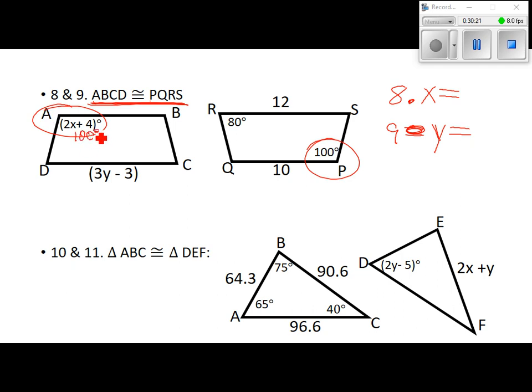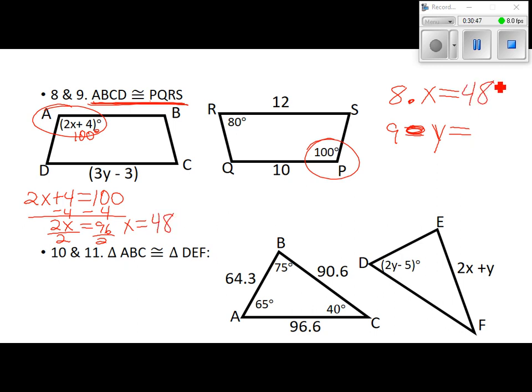So to find x, we can set up this equation: 2x plus 4 equals 100. And then solve that. Subtract 4 on both sides. End up with 96 equals 2x. Divide both sides by 2. That tells us that x equals 96 divided by 2, which is 48. So x equals 48. That's answer number 8.